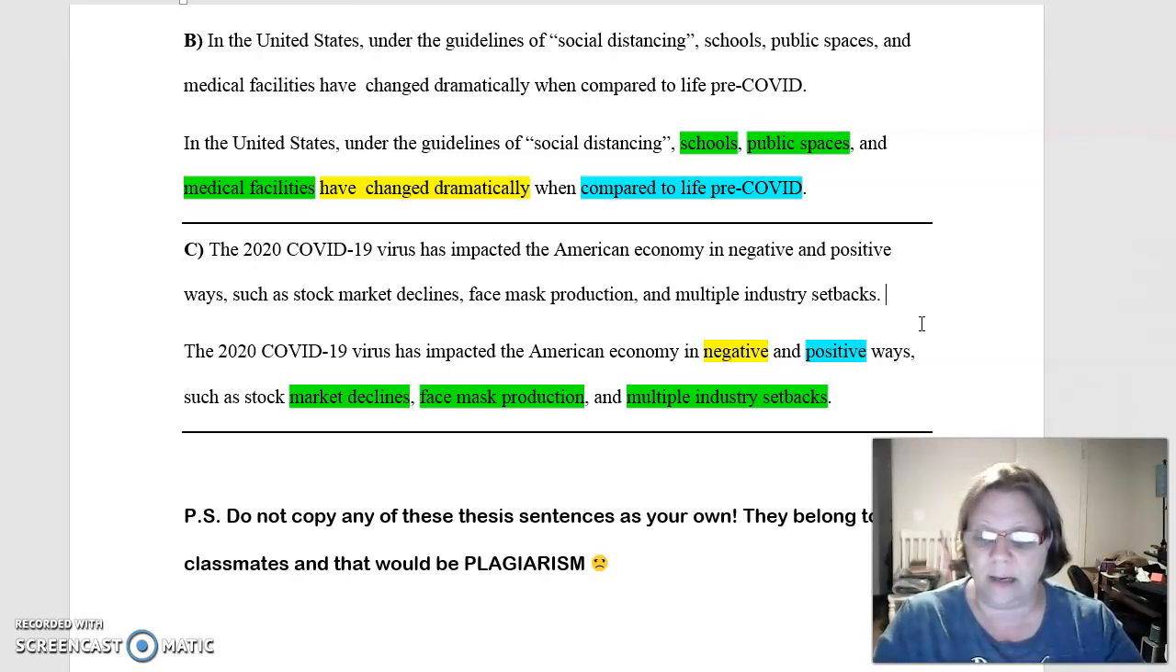Okay? So, hopefully now that you've seen these and I've sort of talked you through these, when you go to do the assignment, again, about identifying the 6 questions in a thesis sentence, it'll make more sense to you. If not, of course, contact me with any questions.